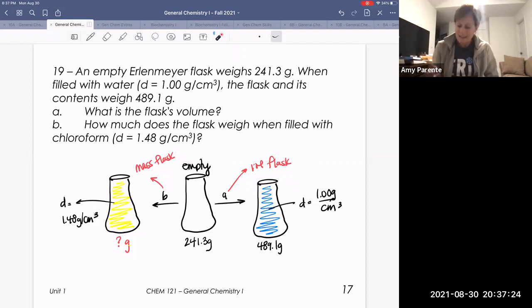Okay. And then I can figure out the total by adding that mass of substance to the mass of the empty flask. Okay. So I'm going to pause for a second here.